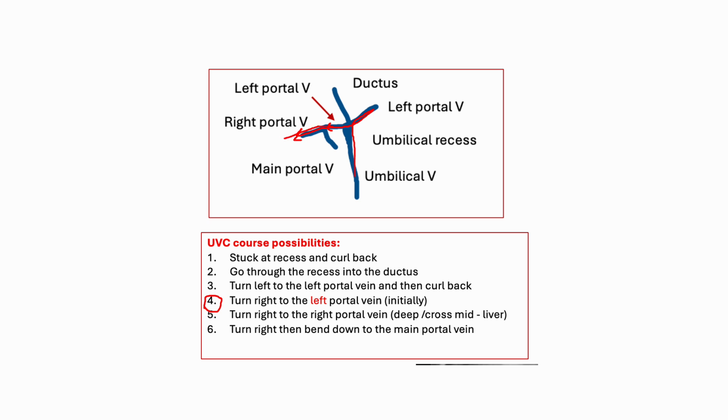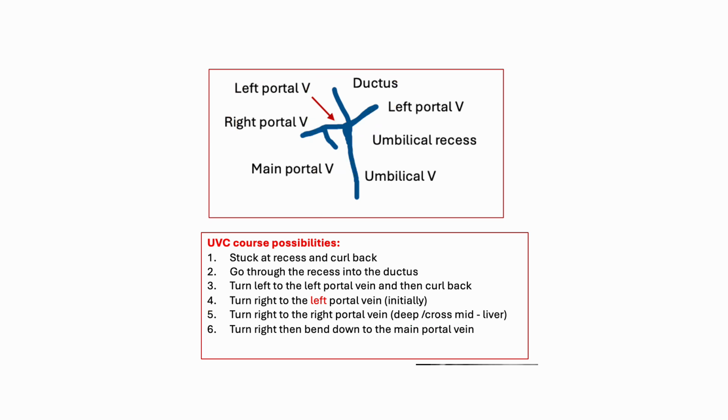Although when it crosses farther, it's easy to remember: if it's deep and crosses the mid of the liver, suppose the liver is shaped this way, let's make it a liver, something like that. So if you see the catheter crossing the midway of the liver, it is probably in the right portal vein. Easy to remember. If it still stays near the left lobe, it's in the left portal vein. So that is easy to remember.